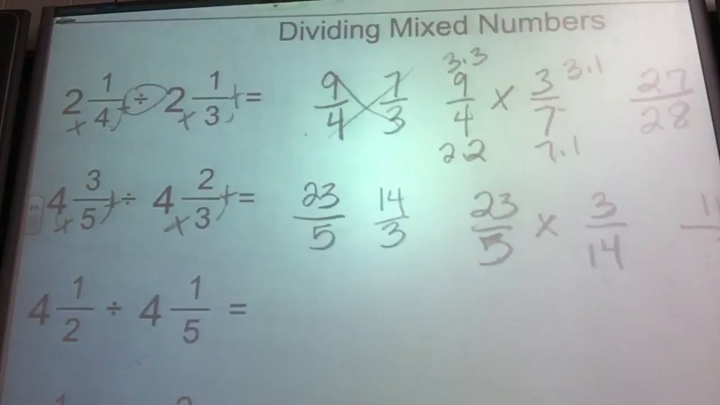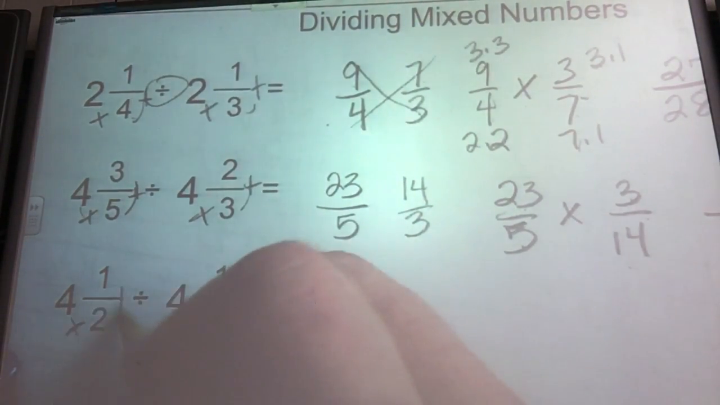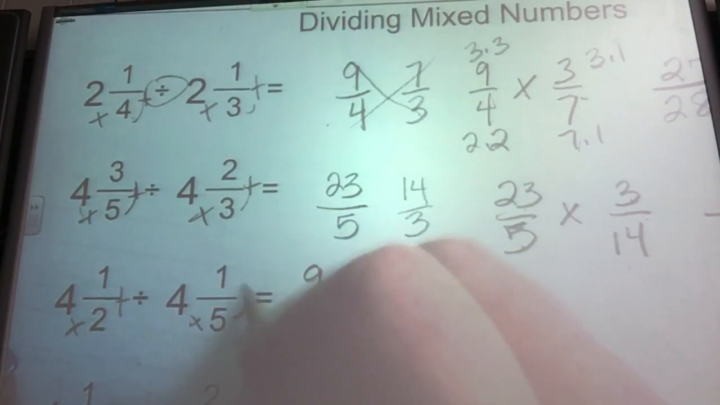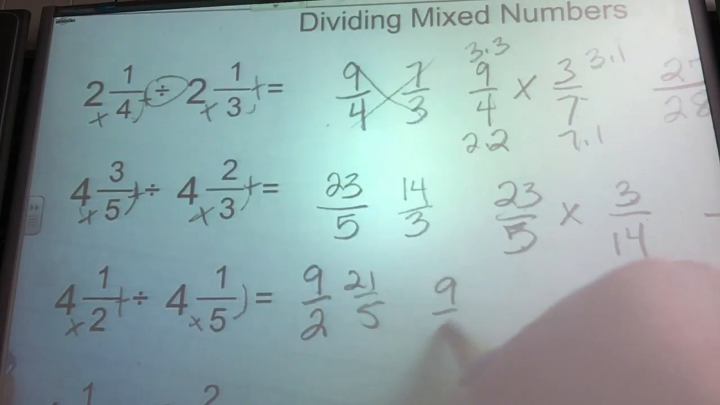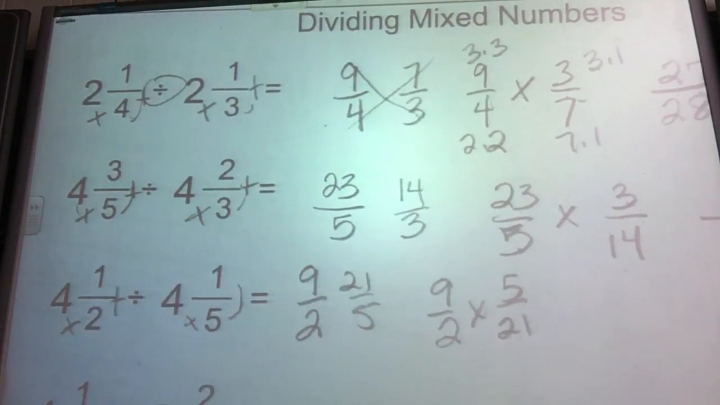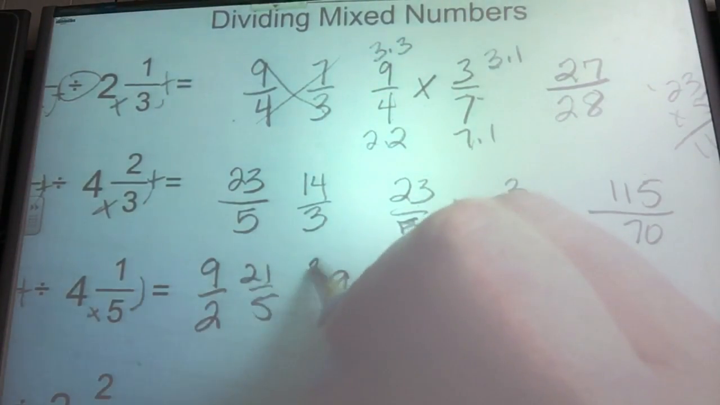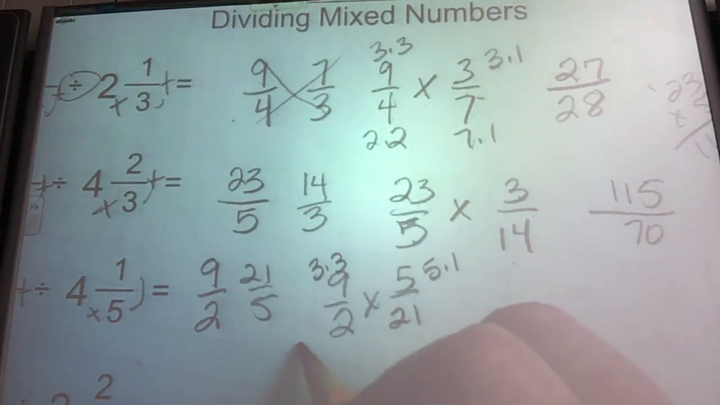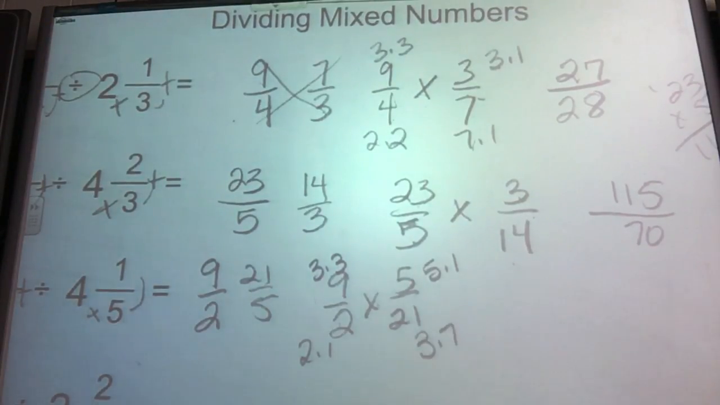Well, let's try the next one. 4 times 2 is 8, plus 1 is 9/2. 4 times 5 is 20, plus 1 is 21/5. Keep the first one, change the sign, flip the fraction. Factoring 9 would be 3 times 3, 5 times 1, 2 would be 2 times 1, and 21 would be 3 times 7.